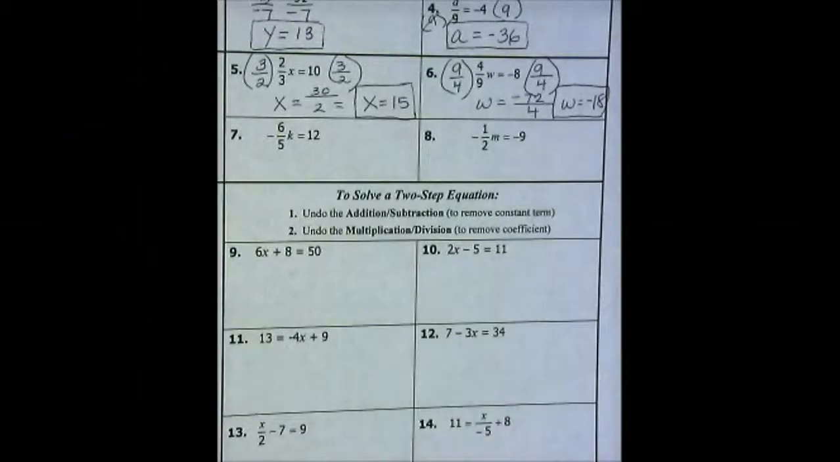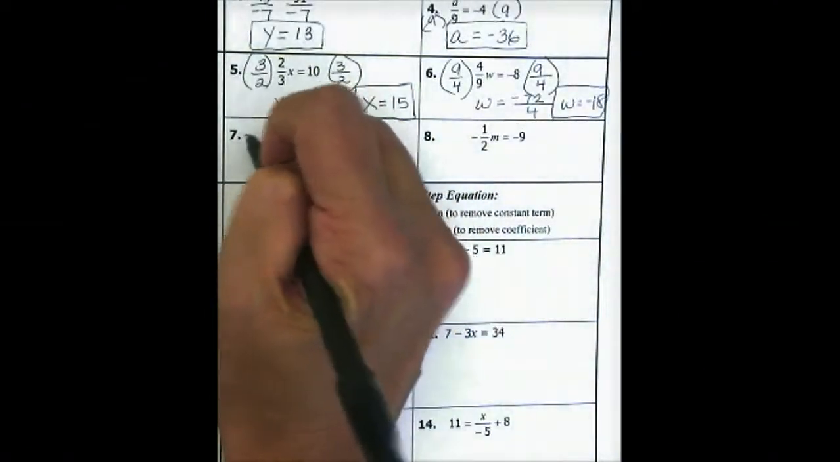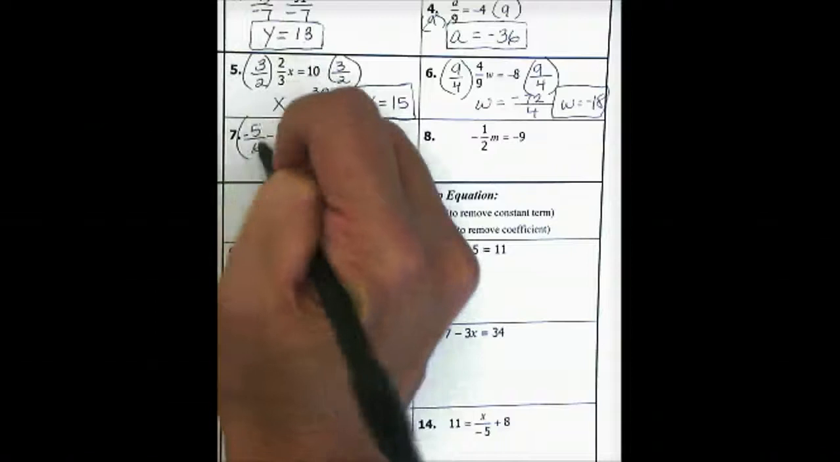Number 7, we're going to multiply by the reciprocal of 6 over 5, and the reciprocal of negative 6 over 5 is negative 5 over 6.